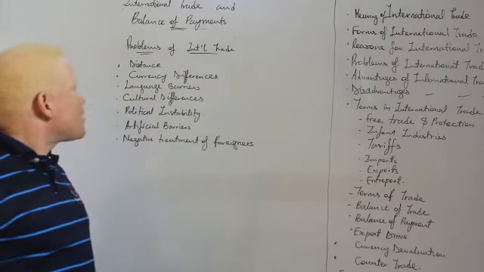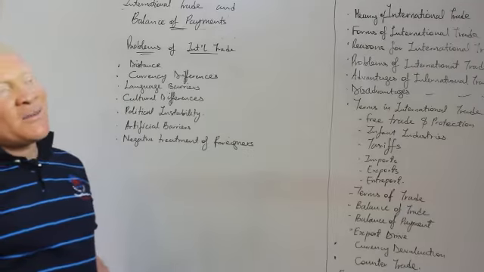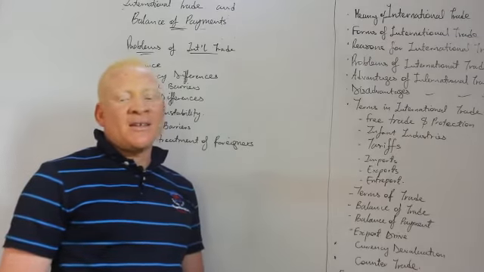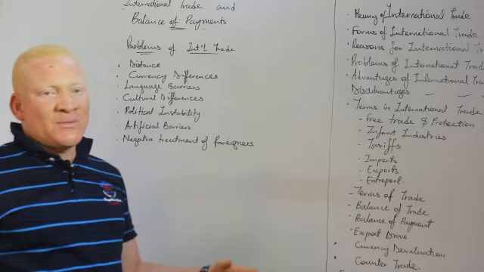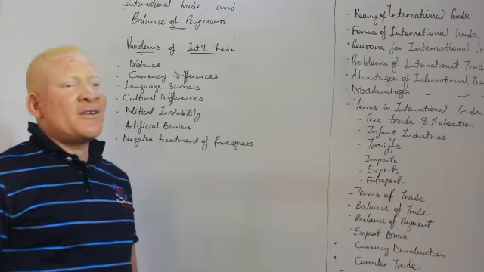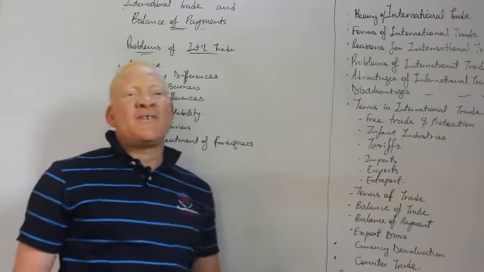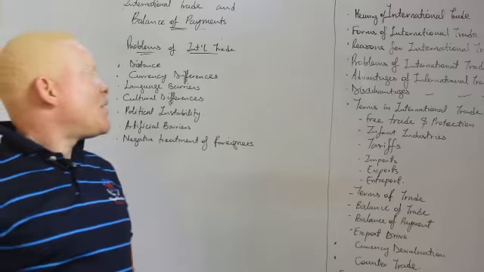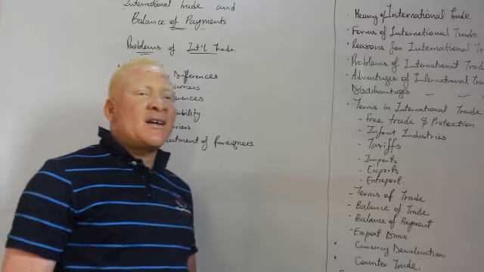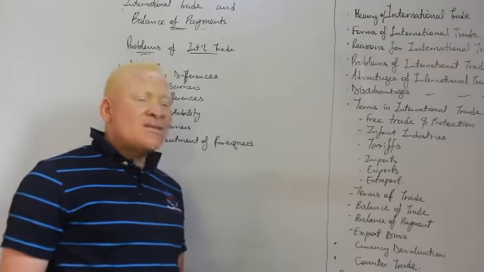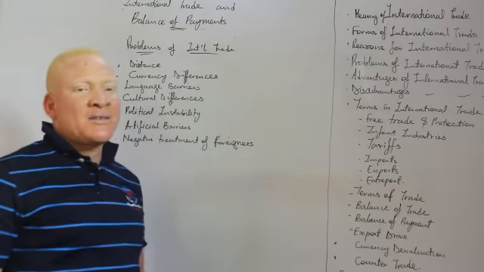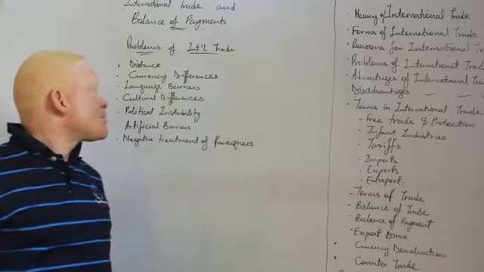Then the next one is language barriers. It is quite difficult for two countries that speak different languages to trade. Of course, it is easier, for instance, for Francophone countries. They can trade with France, trade with French-speaking countries. But when it has to do with countries that do not have the same language, or that do not understand such language, then communication and trade become difficult.